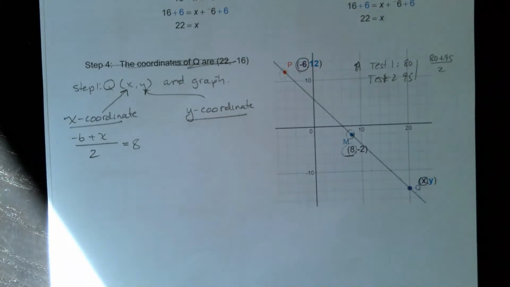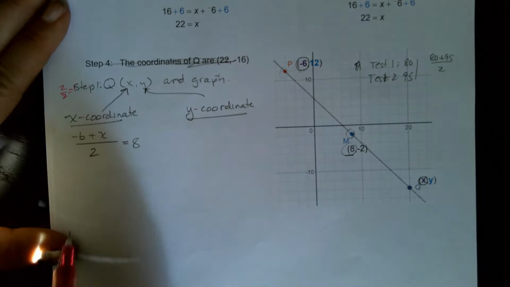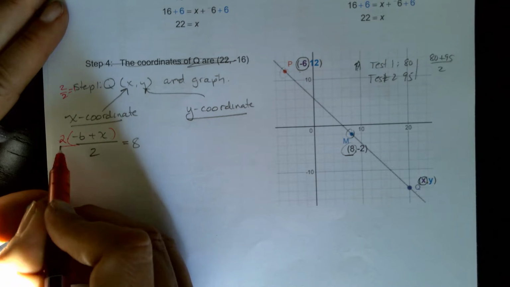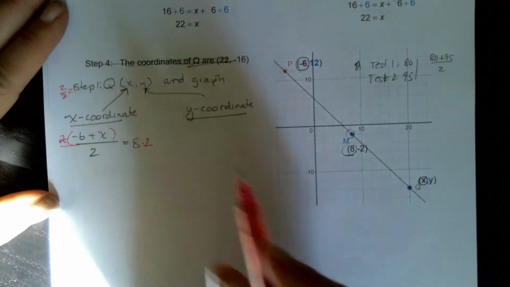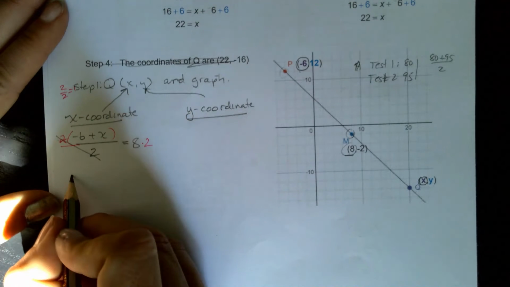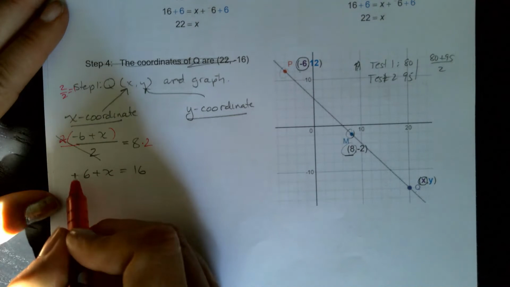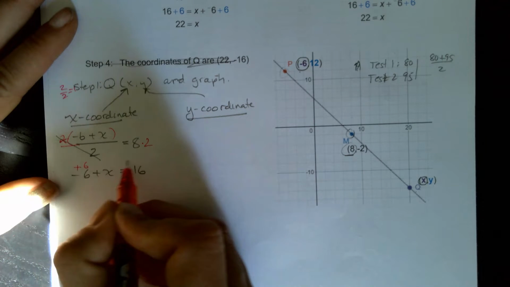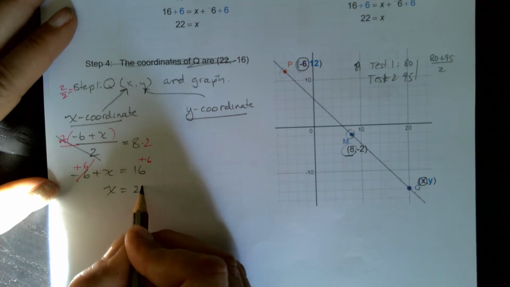Then we have to solve for x. Remember, 2 over 2 is equal to 1. So I'm going to multiply this by 2. If I extend it, I have 2 over 2, which is equal to 1. But if I multiply this side by 2, I have to multiply that side by 2. So that's 1, and 1 times anything is just the same thing. So I get -6 plus x. Now I need to get x alone. I can move this to the other side and do a +6, or I can just do the opposite to both sides. It's the same thing. Now I have x equals 22.